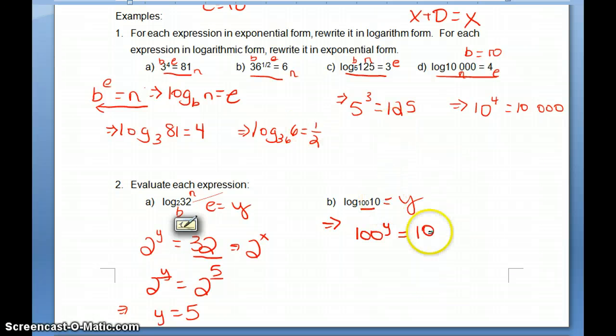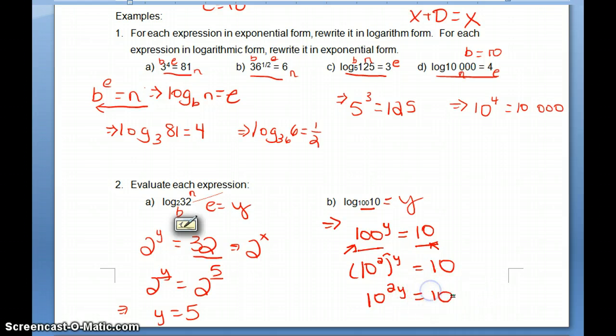So to start off, what we did last time was change this to an exponent to match the base on the left-hand side. But in this case, that can't happen. What we're going to do is rewrite the left-hand side base to look similar to our right-hand side. So 100, as a base 10, is 10 squared. We still have that y out there, equal to 10. Then we can apply our exponent rules and rewrite that as 10 to the 2y is equal to 10. Remember, that 10 has an exponent of 1.